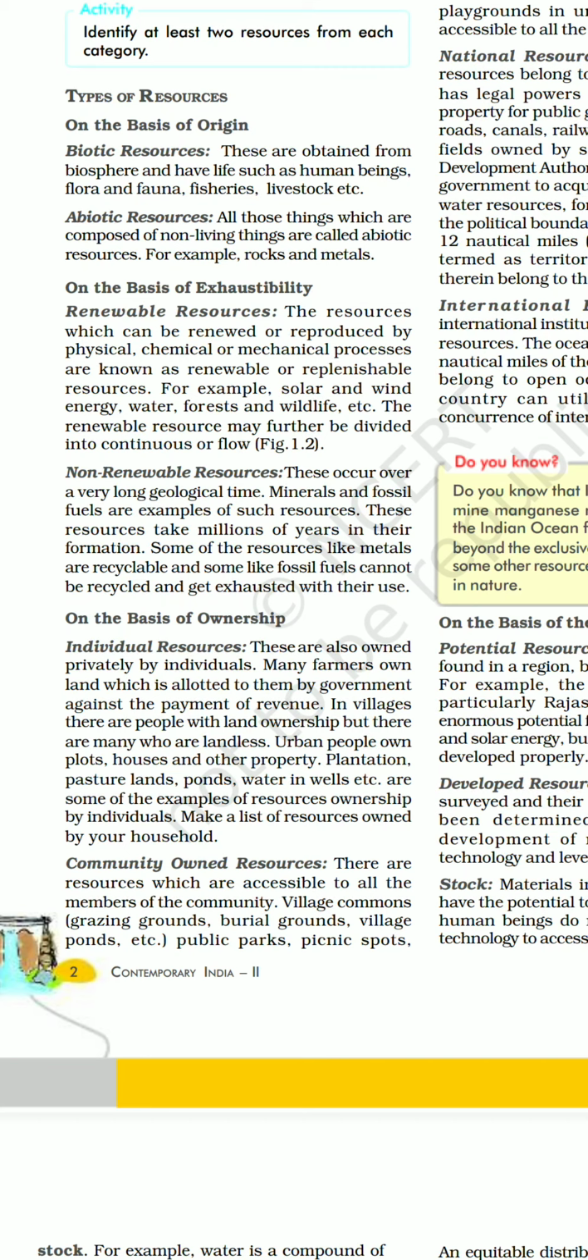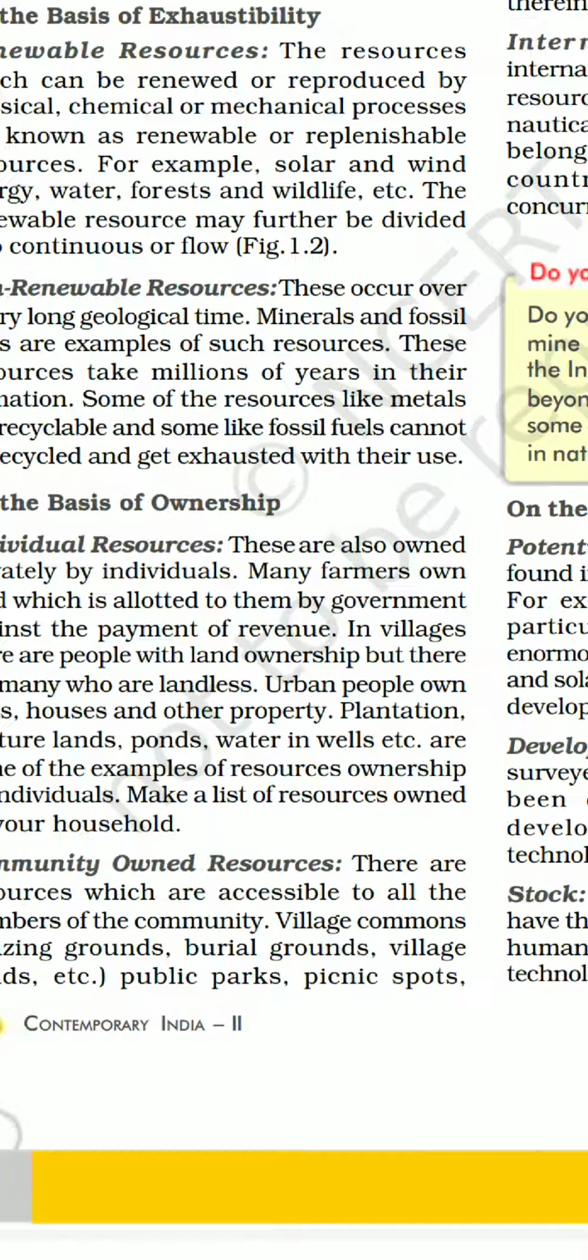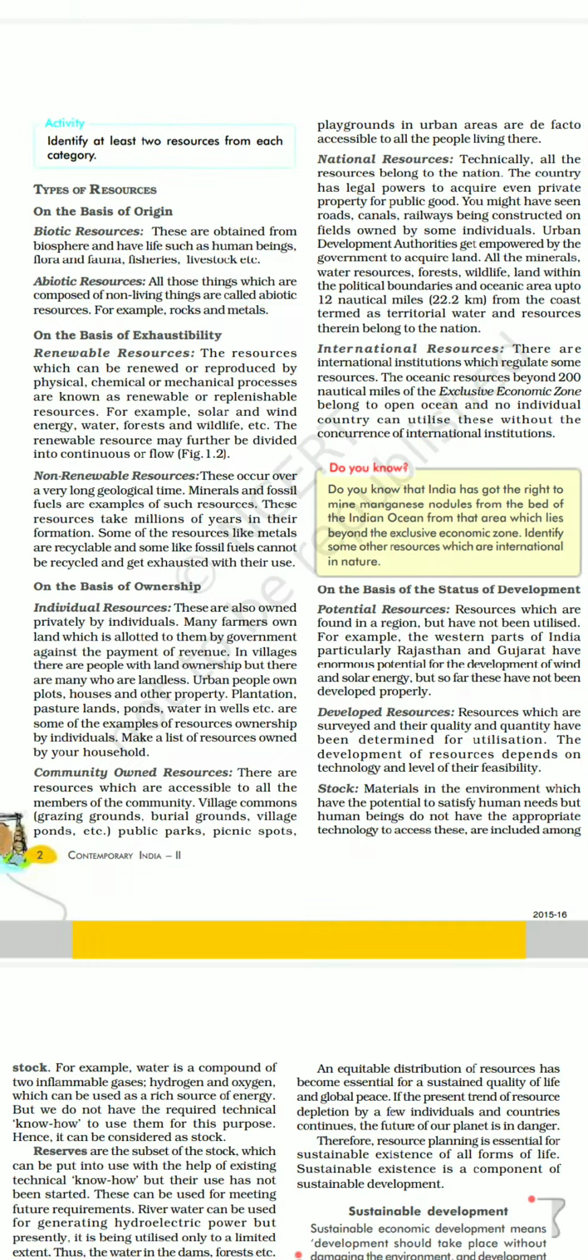Then next is community resources. Community resources means the resources which are accessible to all the members of the community. Example: grazing ground, burial ground, village pond and so on. All these are examples of community resources.